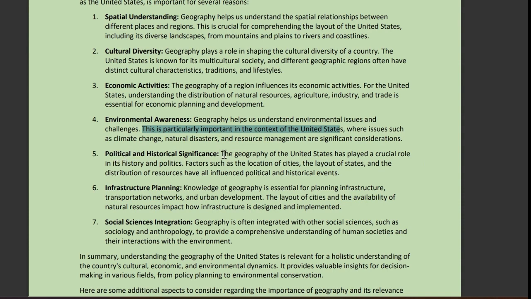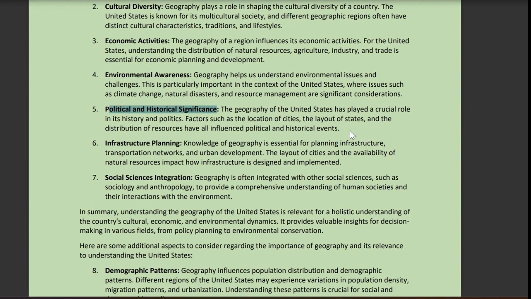Number 5, political and historical significance. The geography of the United States has played a crucial role in its history and politics. Factors such as the location of cities, the lines of states, and distribution of resources have all influenced political and historical events. I think this is the main reason to know why it's important.